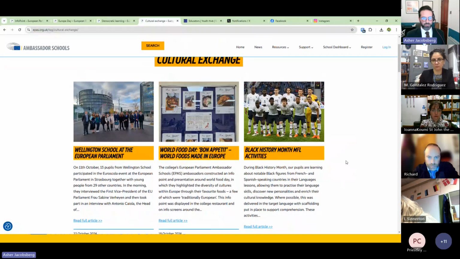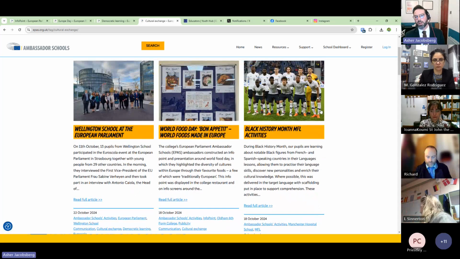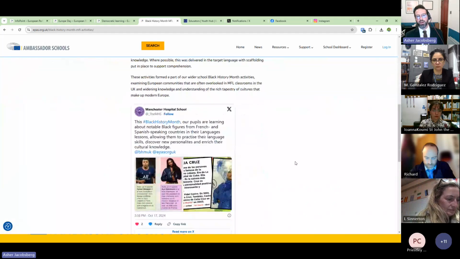we've got a whole variety of different activities, and you'll see some of these have come up under several of the different criteria, and that's absolutely fine. We encourage you to meet several different criteria with the activities that you run. So Oldham Sixth Form College, sharing culture, sharing food, as well as using that as part of their info point. Manchester Hospital School here linking in cultural exchange and Black History Month. So tying in with other activities that the school is doing, thinking about other things that are going on.